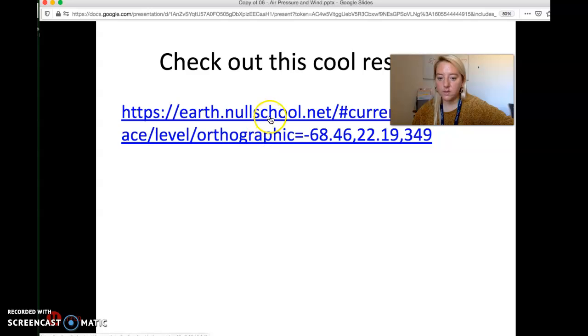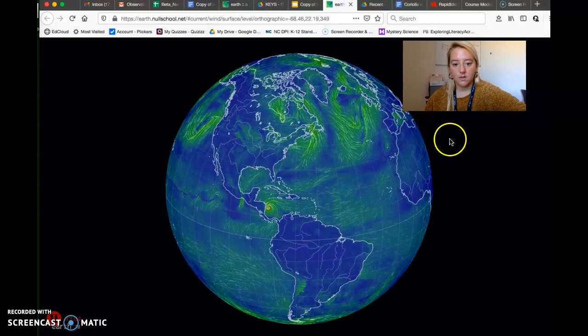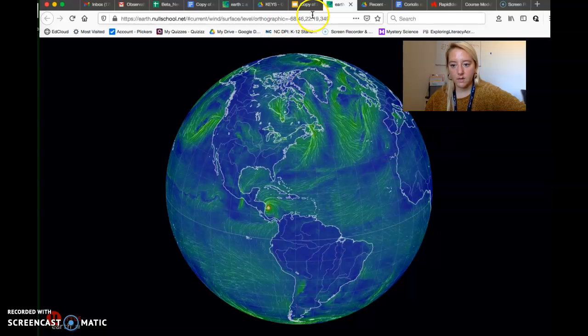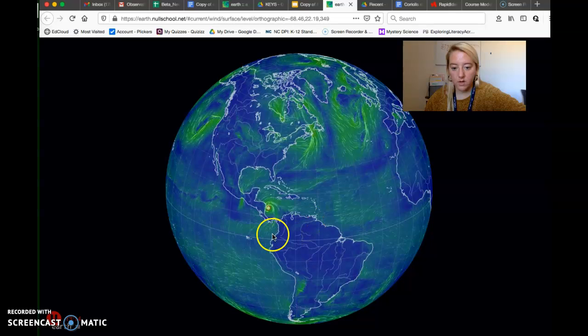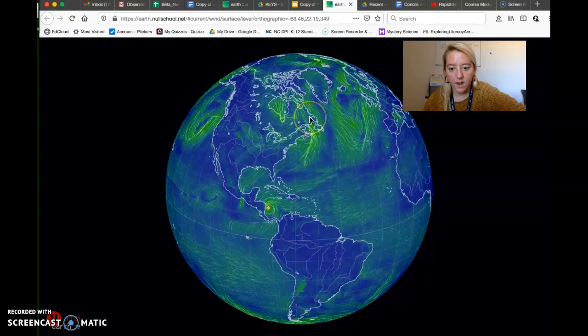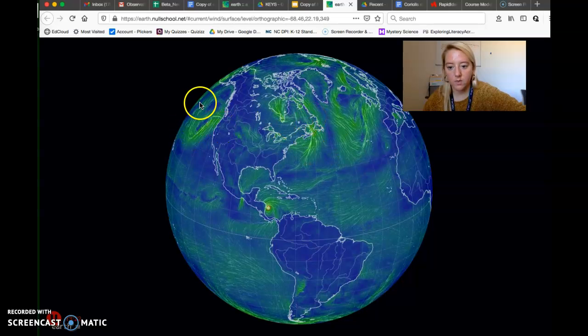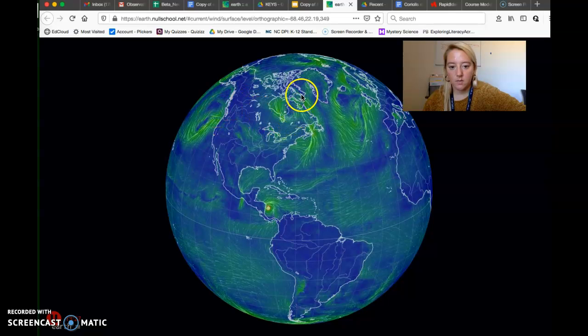And then a student in your class, so one of your classmates, showed me this awesome doodad right here. This is a website, earthnullschool.net. It's talking about the currents and the wind and the surface currents on the Earth, and you can see from these green lines the way that these currents of wind actually move, which is pretty awesome. You can see part of the jet stream right here moving across and picking up right here.